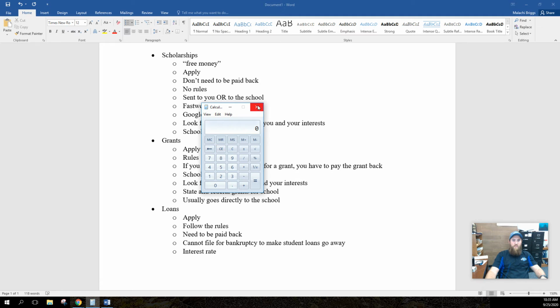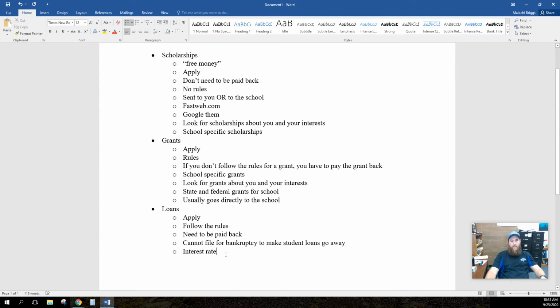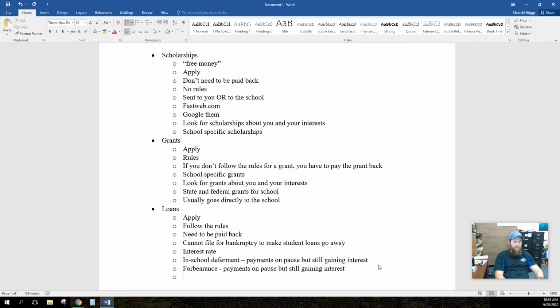Now, you have to keep in mind that with a loan, you have interest rates. With student loans, usually you don't have to pay them back while you're in school. So you have in-school deferment. This just means payments are put on pause. However, you are still gaining interest. You could also be in forbearance, which is a very similar situation, but that's when you're not in school. In forbearance, payments are on pause, but you're still gaining interest.